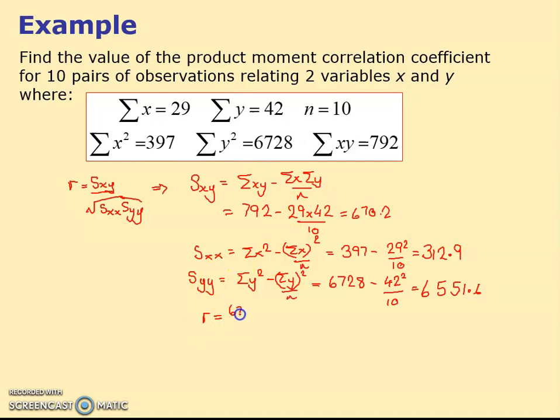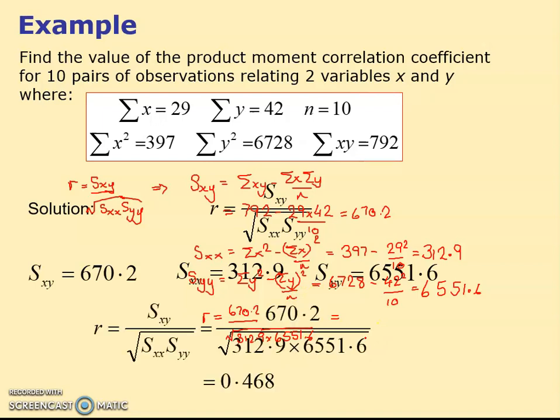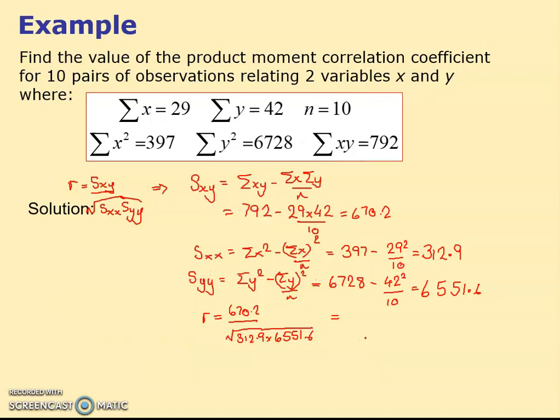Now, very quickly then, you can find R. R equals 670.2 divided by the square root of 312.9 times 6551.6. So I'm going to type it in. And I get 0.468. Let's see if that's the same as what I got last time I did it. Load of working out, 0.468. So I'm pleased by that, because at least it agrees with what I've got this time.